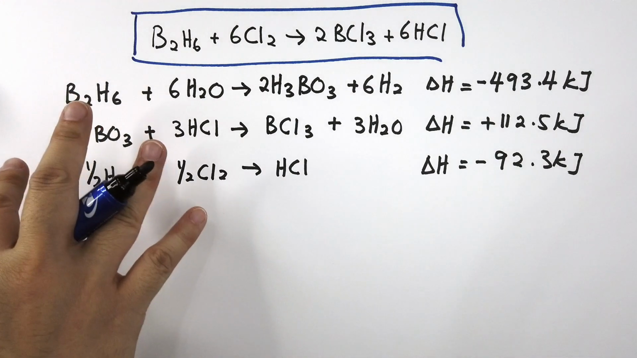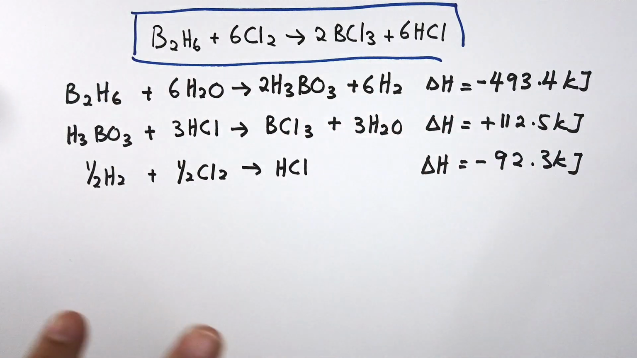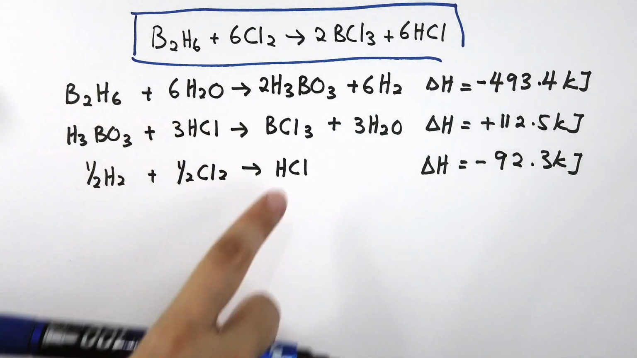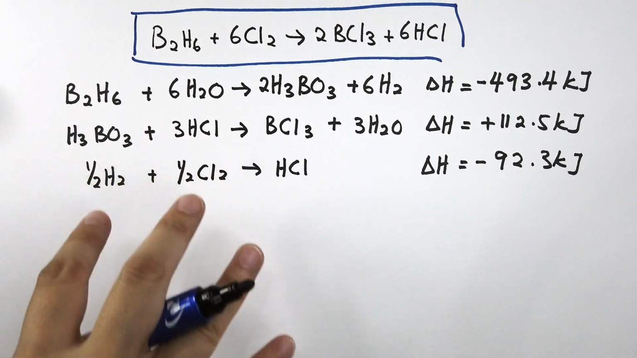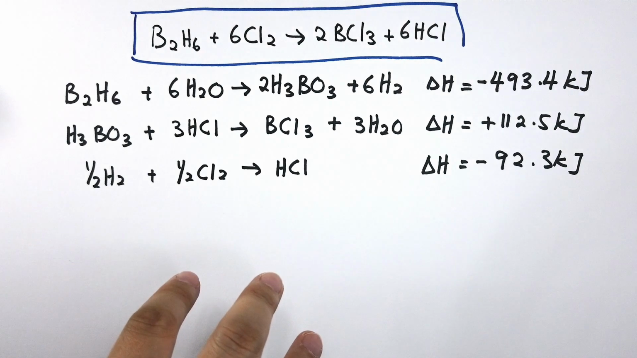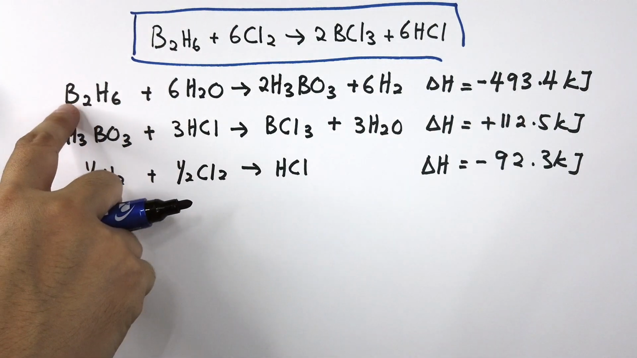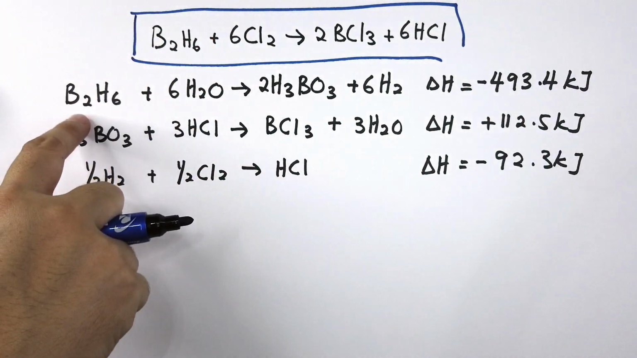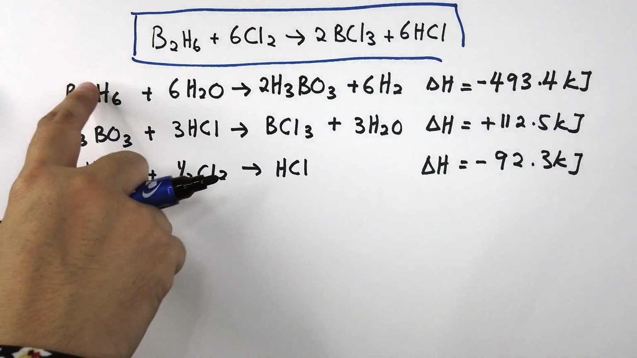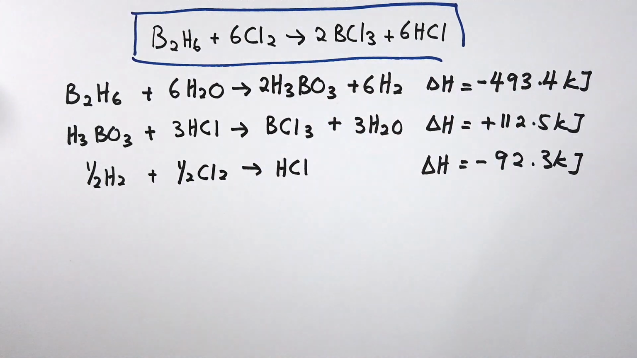By looking at this equation, the first thing that you need to do is look at which of these reactants or products is related to your target equation. So if we look here in the first equation, the thing that is related to your target equation is actually B2H6, and it is situated at the reactant, and it needs only one mole of B2H6. So I guess this one is okay already.